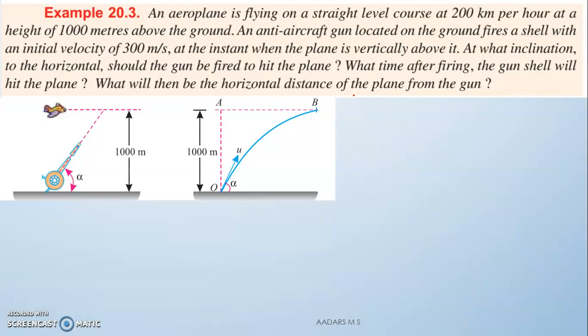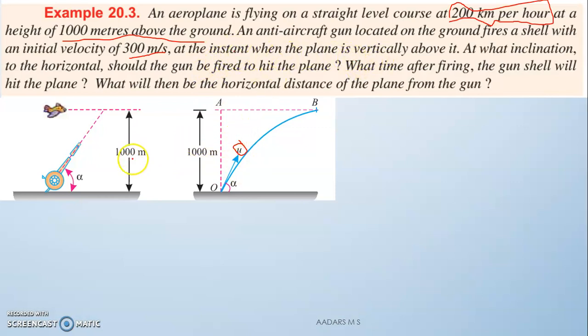An aeroplane is flying on a straight level course at 200 km per hour. Again, it is kilometer per hour, so you have to convert it to meter per second. It is at a height of 1000 meter above the ground, and an anti-aircraft gun located on the ground fires a shell. The initial velocity is 300 meter per second, so u is given as 300 meter per second.